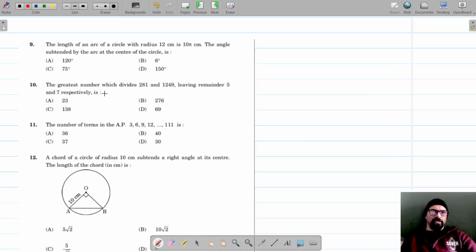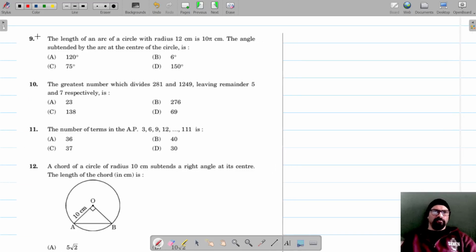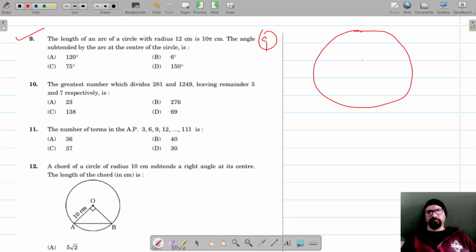Okay, for question number 9, it's given that the length of arc of a circle with radius 12 centimeter is 10 pi, and we have to find the angle subtended by the arc at the center of the circle. So this is question number 9, and let's say this is the circle, and the radius is 12 centimeters. So this is also radius 12 centimeter.